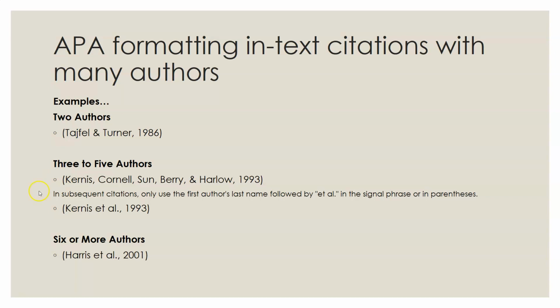So instead, if you have 3 to 5 authors, the first time you cite their work within an essay, you write every single name that appears on that paper, every single name that authored that paper. You put a comma between all of their names, and before the last name you put that ampersand again, or you would write "and" if you're writing it within the text, followed by the date.